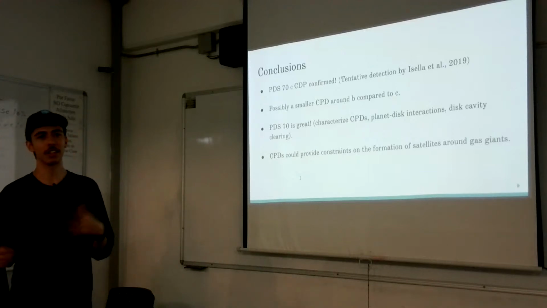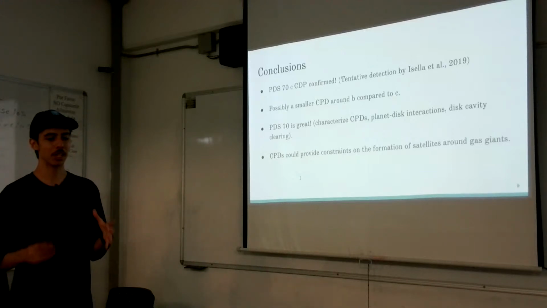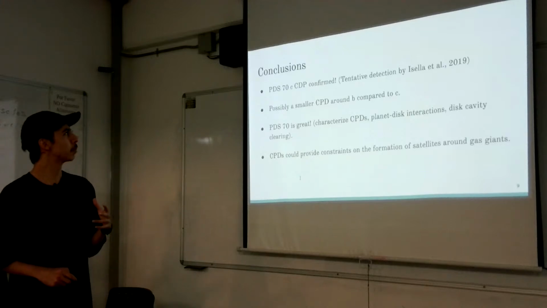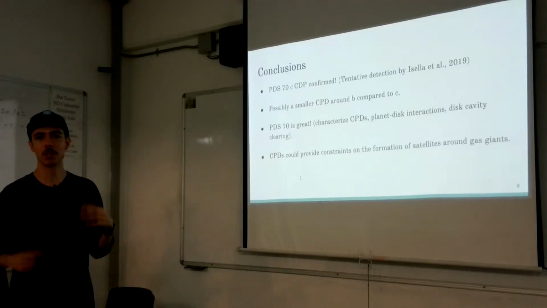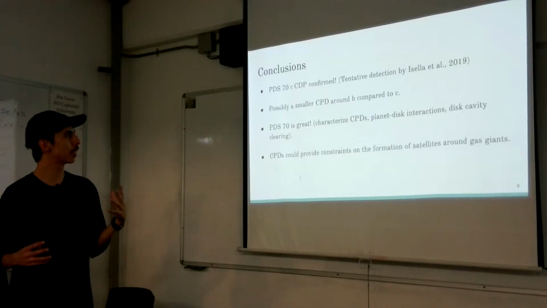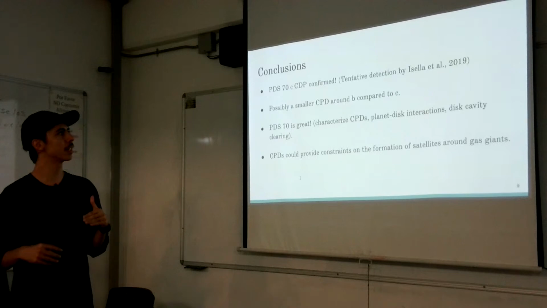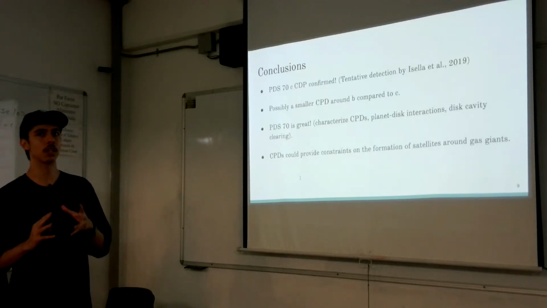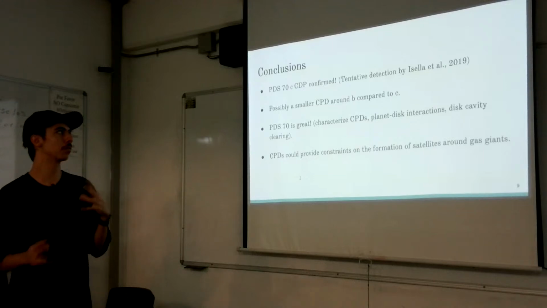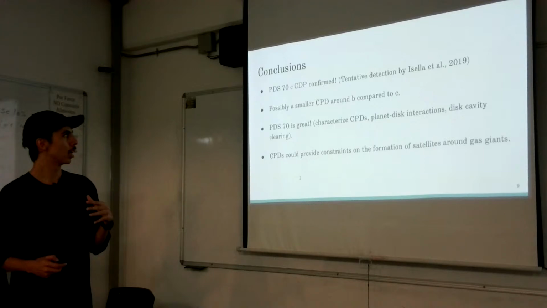In conclusion, what they mainly try to take away from the article is that PDS-70C has a confirmed circumplanetary disk. There was a tentative detection of this disk before by Isella and collaborators in 2019, but they just suggested that it looked like it might be there, but they didn't confirm it. Now it is confirmed by this work.